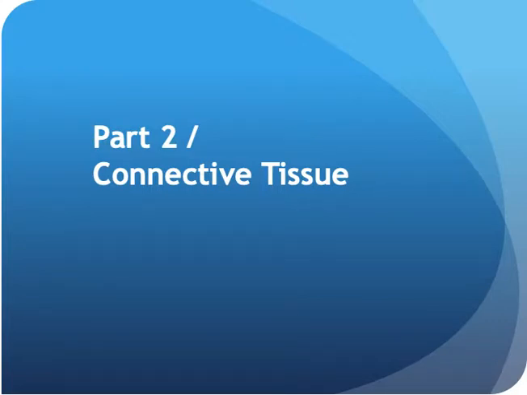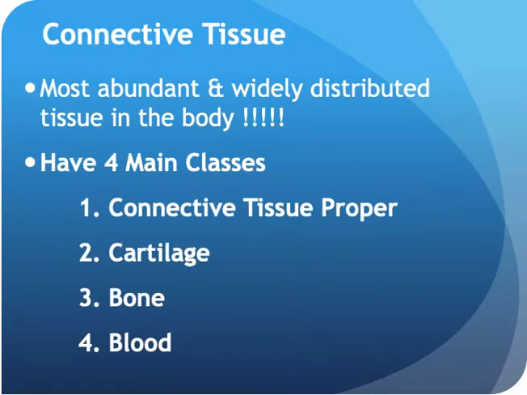Okay. So let's take a look at connective tissue here. It's the most abundant and widely distributed tissue in the body. Always a good multiple choice question, right? What's the most abundant? What's the most widely distributed? So you want to definitely highlight that. You have four main classes.